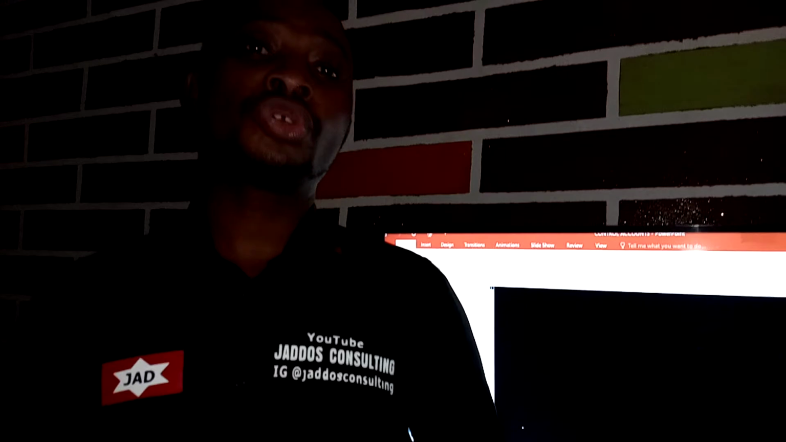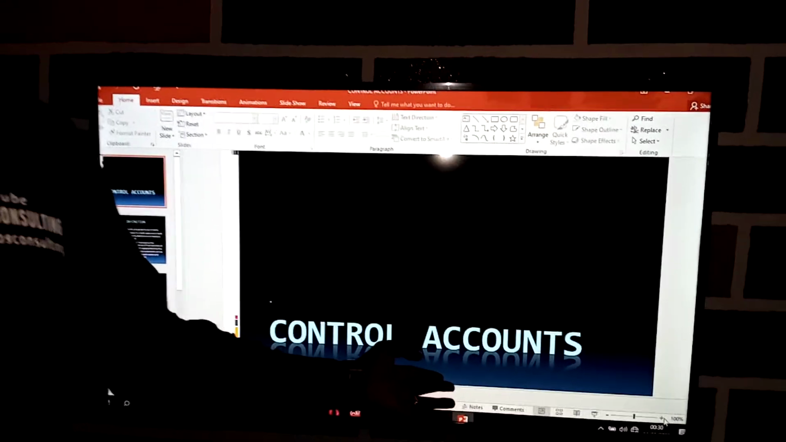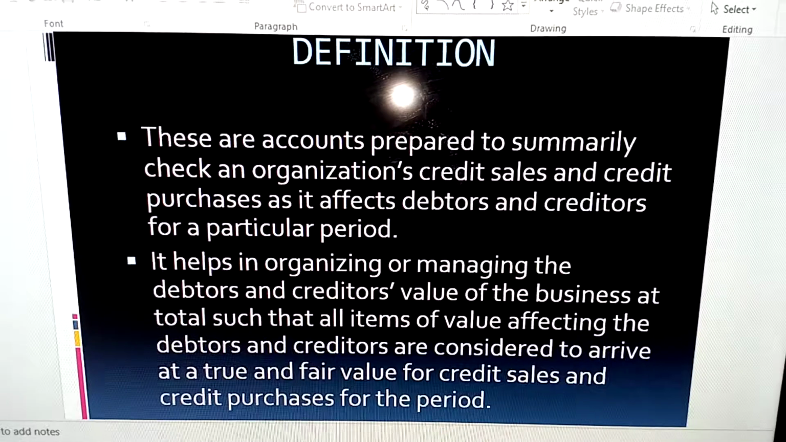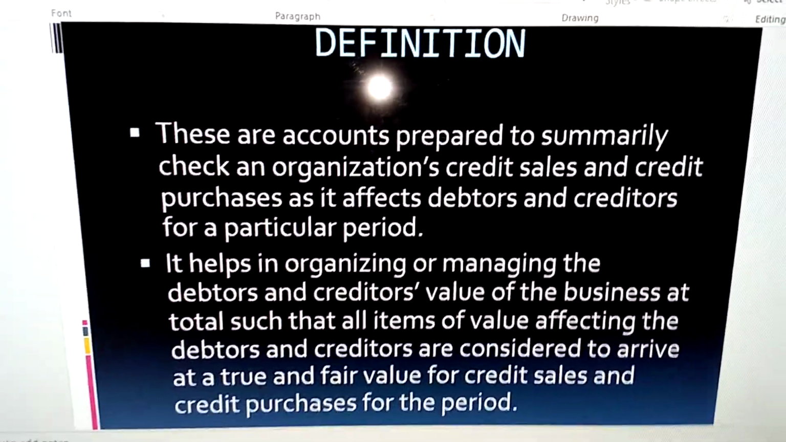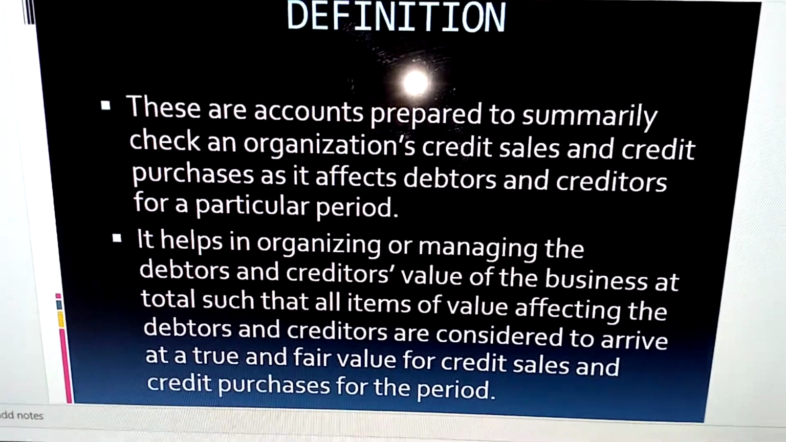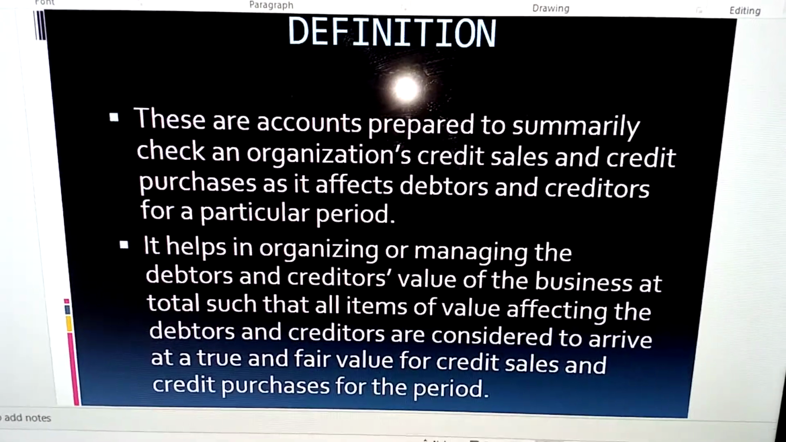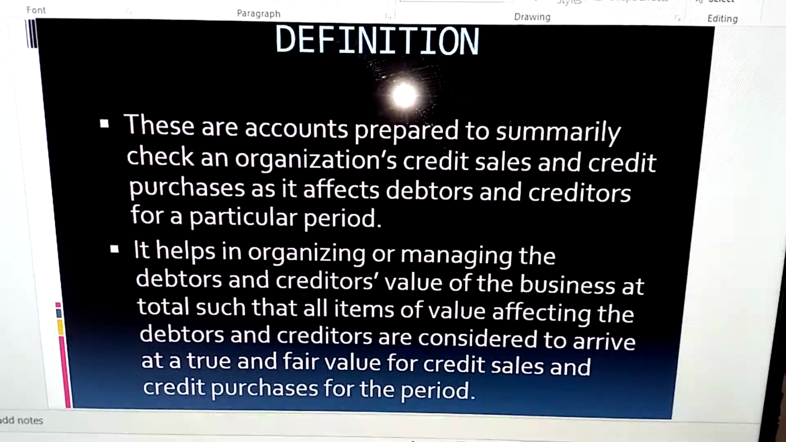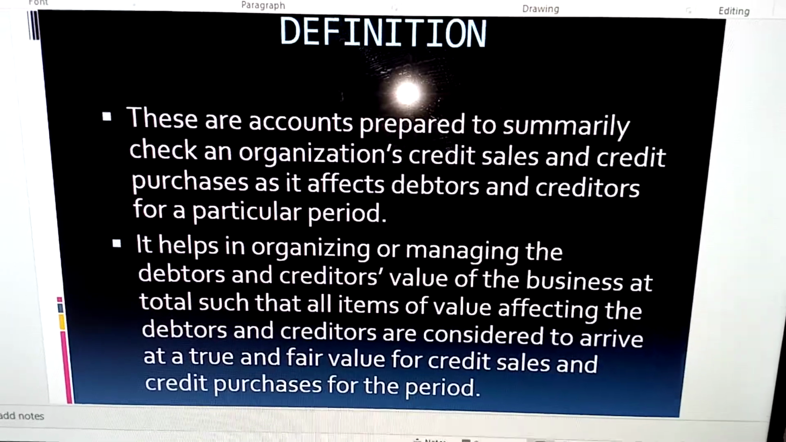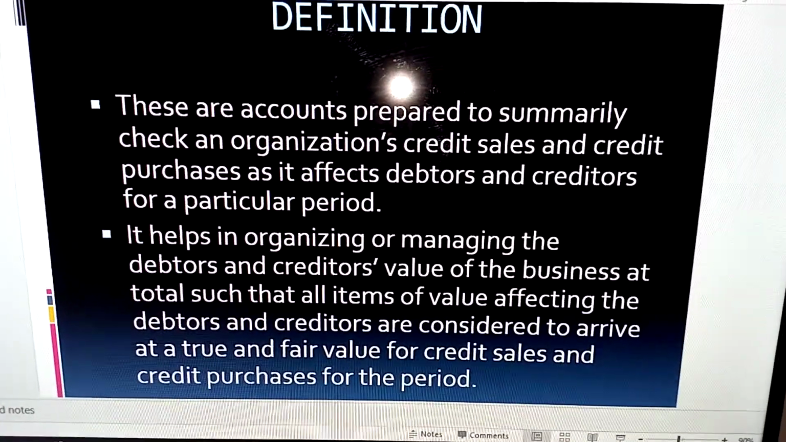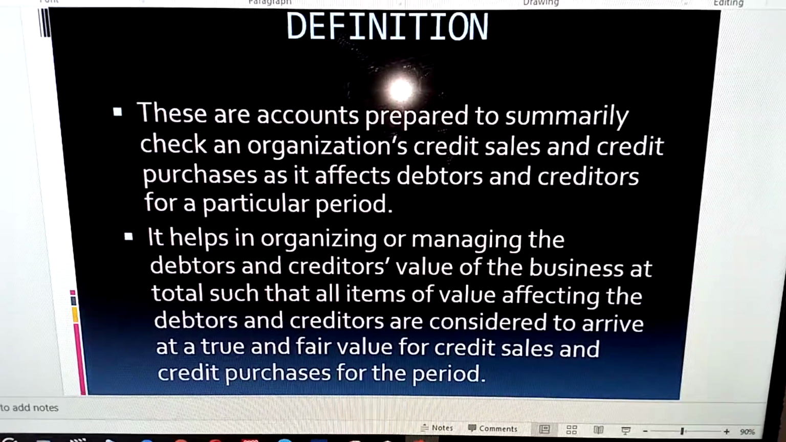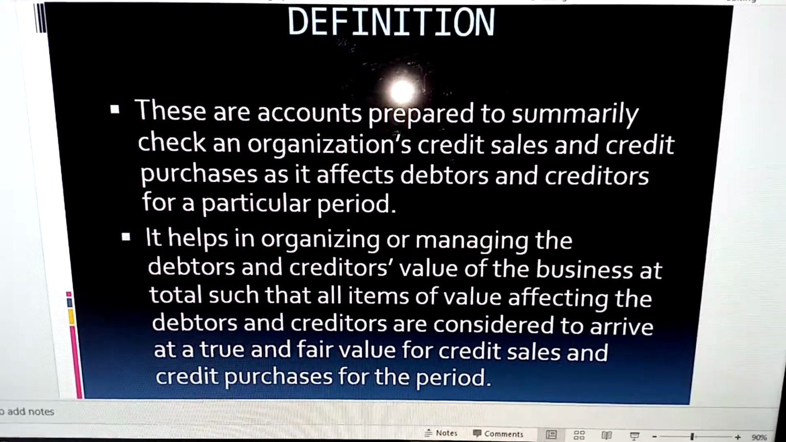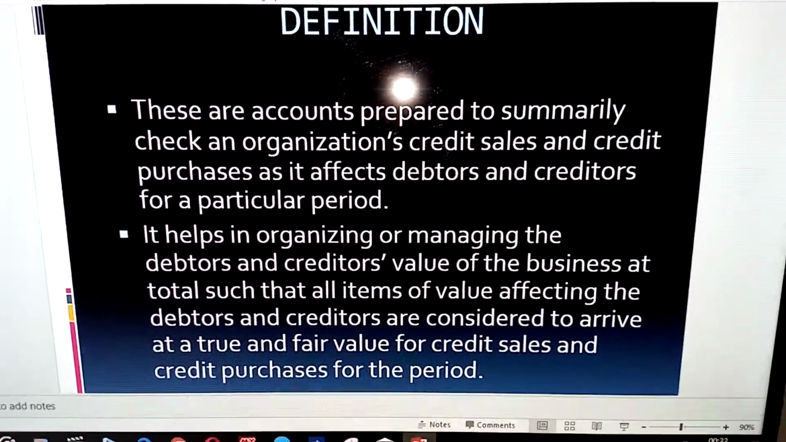Well, in order to check and manage these balances, we use the control account. Control accounts are accounts prepared to summarily check an organization's credit sales and credit purchases as it affects debtors and creditors for a particular period. Remember that when we sell on credit, it means that we have customers owing the business. And when we buy on credit, it means we have creditors that the business is owing.